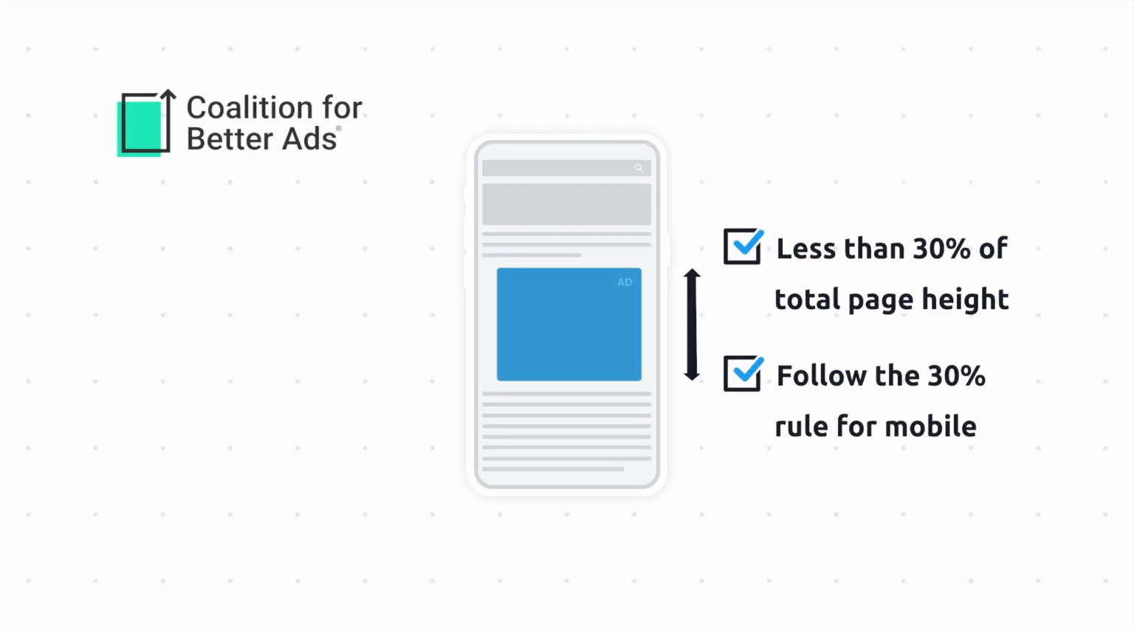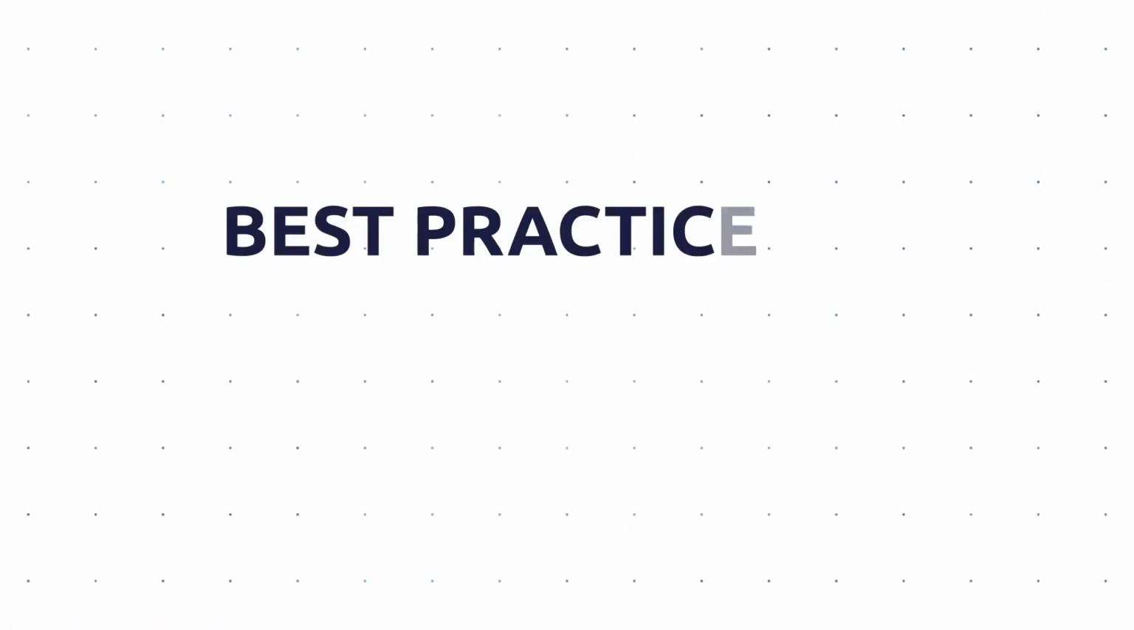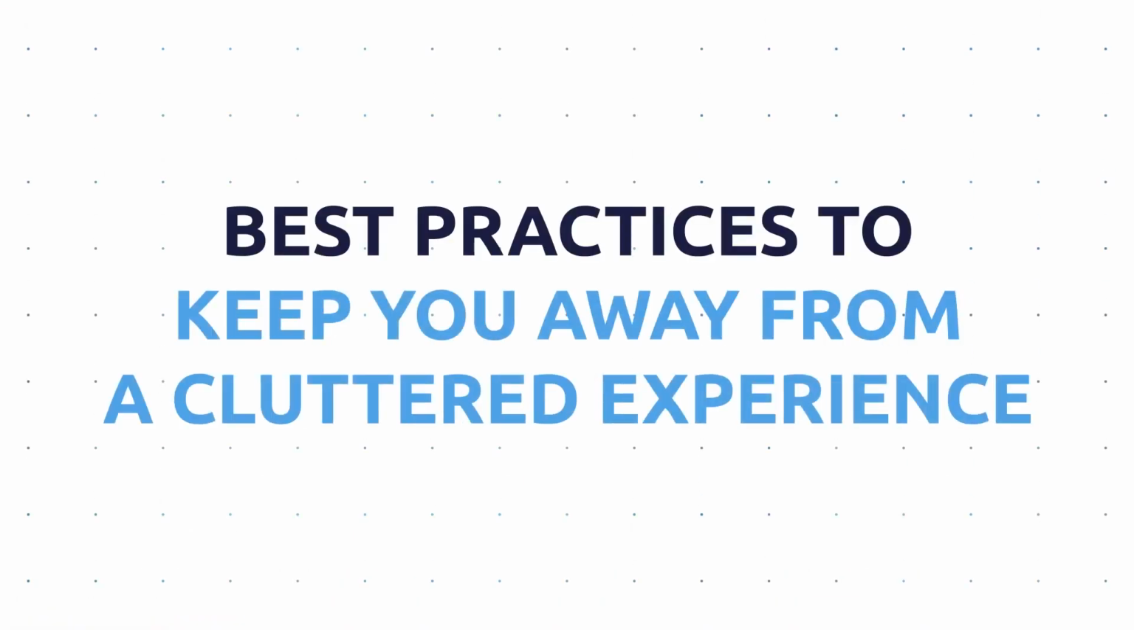Quite simply, on mobile devices, make sure you're following the 30% ad density or less rule provided by the Coalition for Better Ads. Now, desktop experiences, on the other hand, have no such clearly defined guidelines. This is where you find yourself at the intersection of an art and a science. Because there are so many different ad units out there and so many different ways to incorporate them into the content of your website, it is very difficult to strictly define what makes an experience too ad dense. Let's go through some best practices that should keep you away from a cluttered experience.